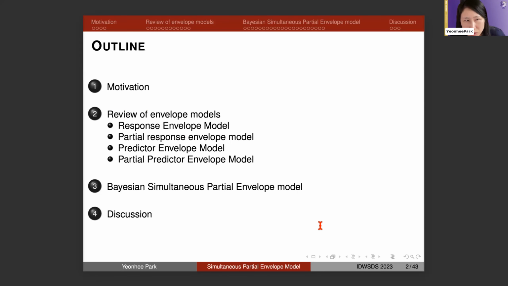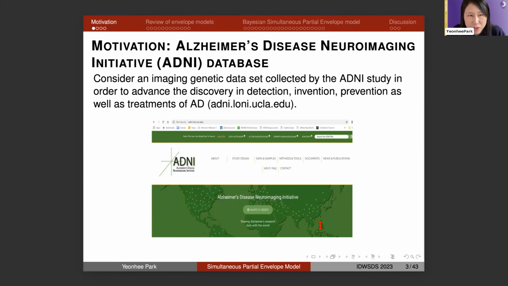I will provide motivation and review of envelope models first, and then I will introduce a new model based on simultaneous partial envelope model. And I will wrap up with the concluding remarks. So the motivation is the study of Alzheimer's disease neuroimaging initiative, shortened to ADNI. ADNI study has collected the imaging genetic data in order to advance the discovery in detection, intervention, prevention, as well as the treatments of Alzheimer's disease.